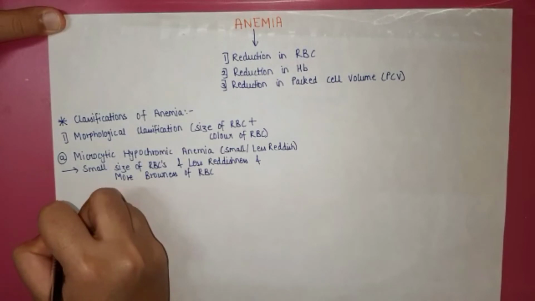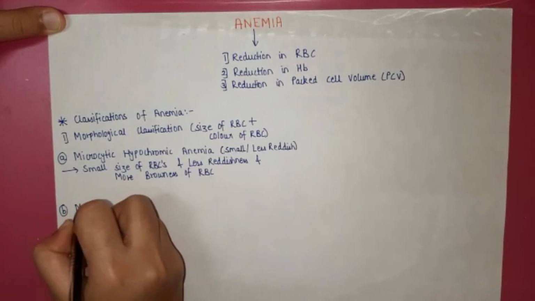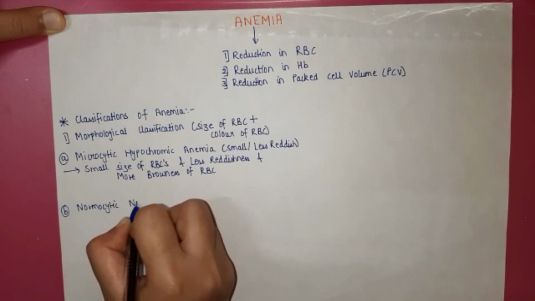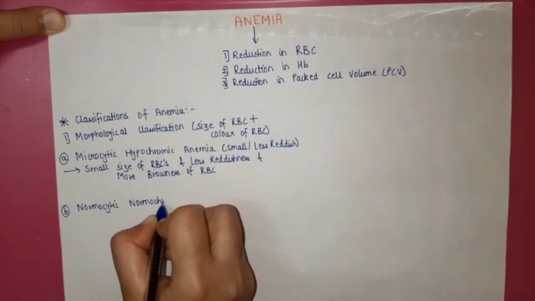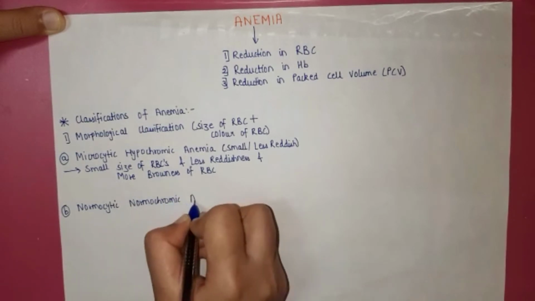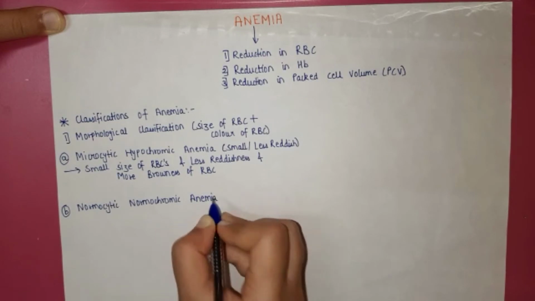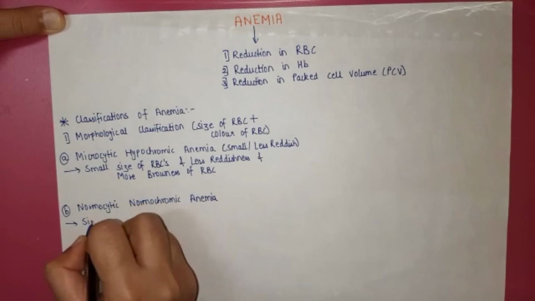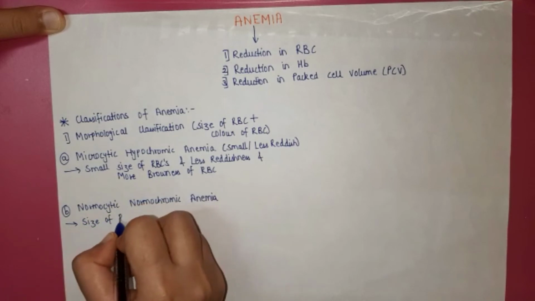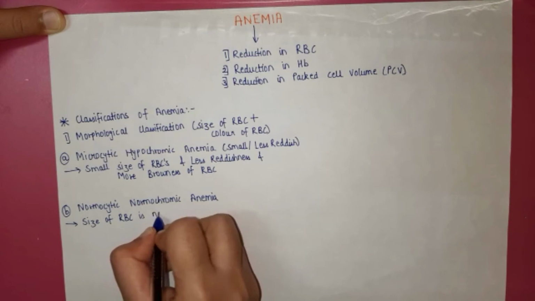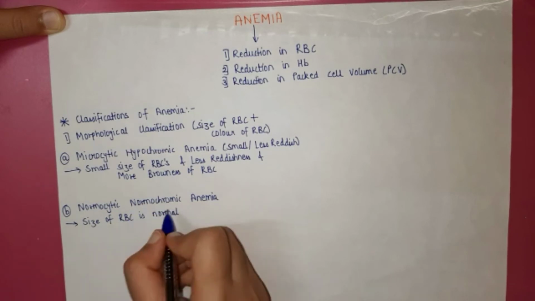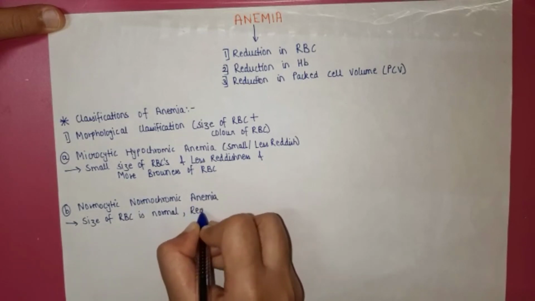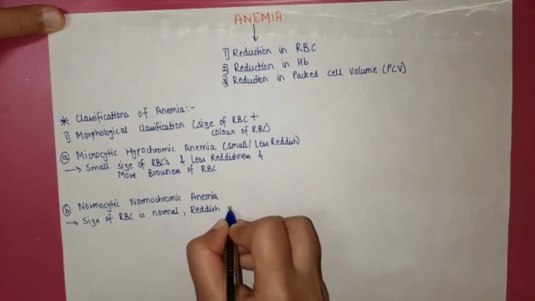Then the second type of anemia is the normocytic normochromic anemia. Now, normocytic means the size of the RBC is normal, and normochromic means the color of RBC is also normal, so reddish in color.